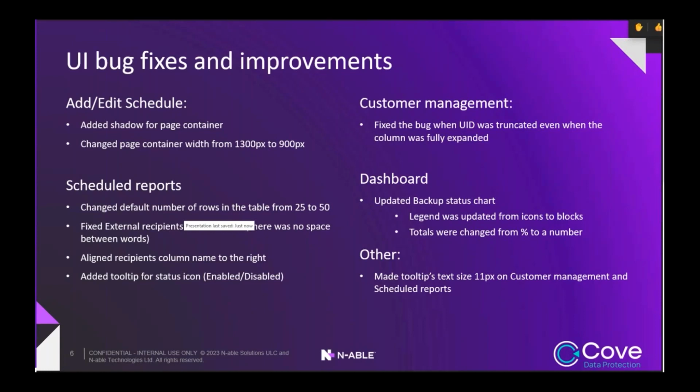Customer management, the UID, that's the 36 character string that relates to the customer container, was truncated. No matter whether you had the column wide enough or not to fit the full length, they truncated it. You got 3 dots afterwards. So they fixed that.